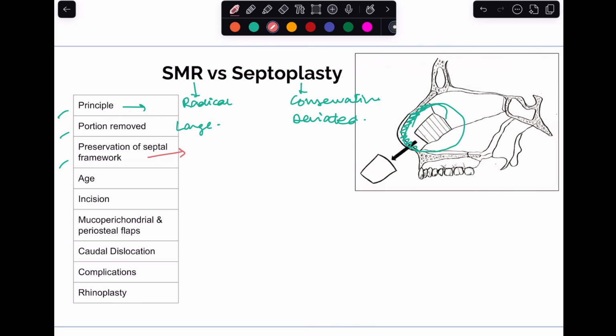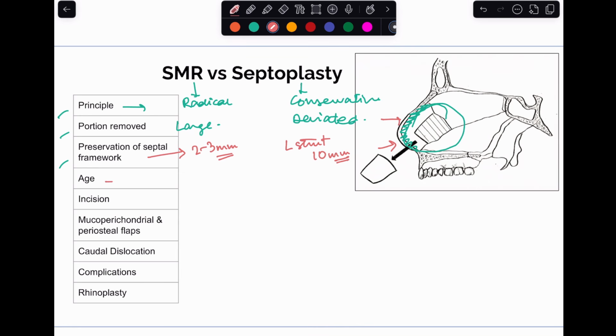Next point is preservation of the septal framework. In SMR, the preservation of the septal framework is not done well. We only leave behind a 2 to 3 millimeter rim of dorsal and caudal cartilage. Whereas in septoplasty, we have to preserve the L strut, a minimum of 10 millimeter of dorsal and caudal strut. Other than this, we also preserve most of the cartilage and the bone.